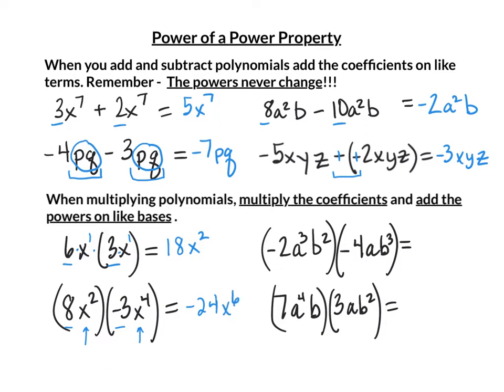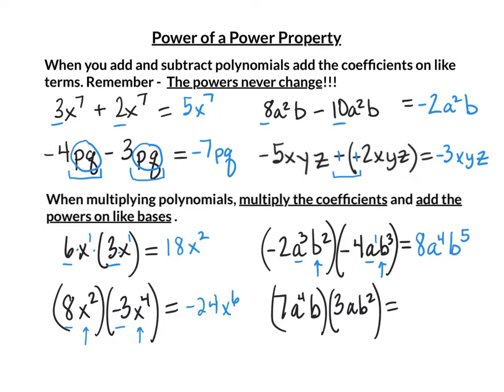Negative 2a cubed b squared times negative 4ab cubed. Negative 2 times negative 4 is positive 8. A cubed times a to the first is a to the 4th. There are 4 a's multiplied. And b squared times b cubed is b to the 5th.